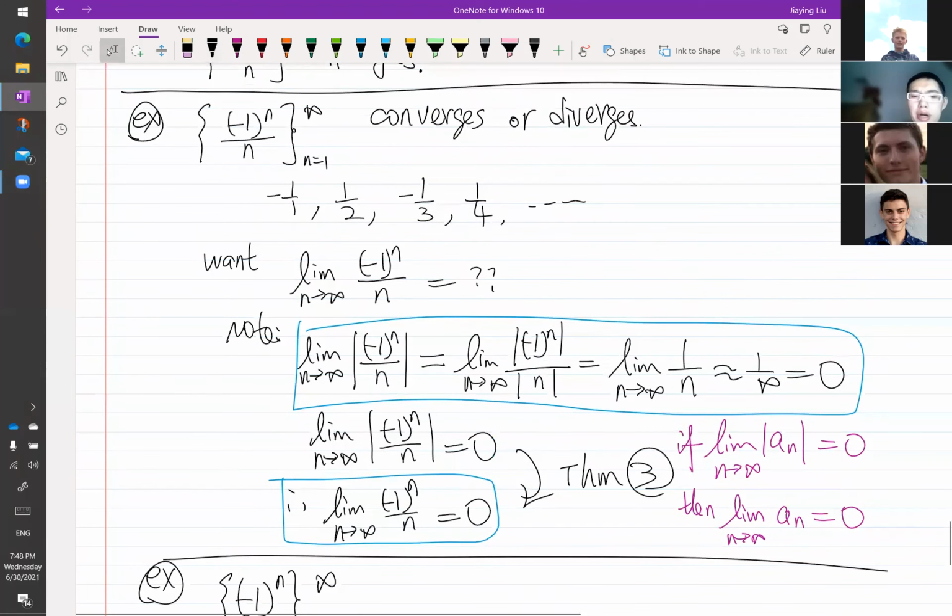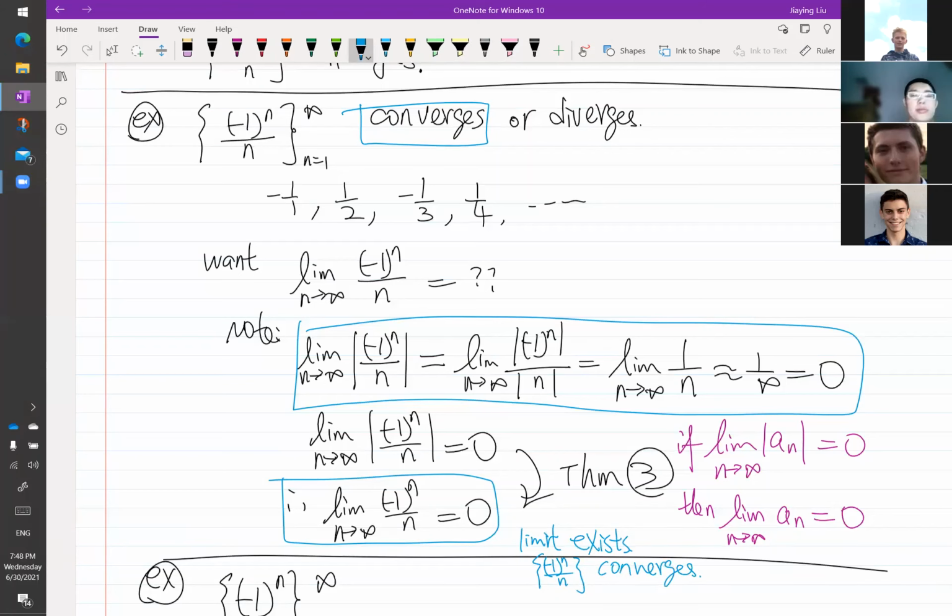Oh, I didn't conclude, sorry. Because we found in the previous problem that the limit is equal to 0, that's a finite number, right? So the limit is a finite value, the limit exists, therefore the sequence converges. So the sequence (-1)^n over n converges. I did not answer that part.